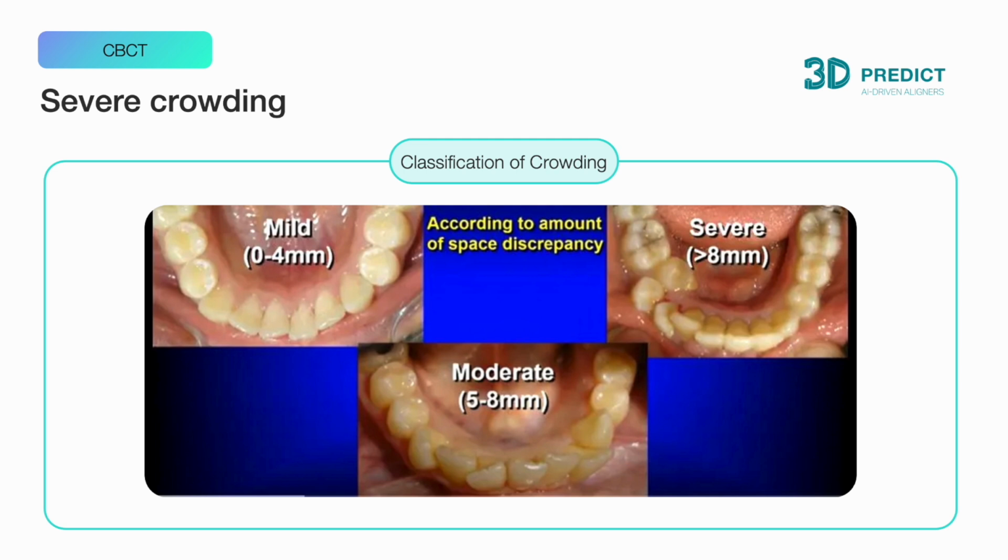Severe crowding, so more than 8 millimeters of space discrepancy, will require extensive rotations, expansion, and proclination, so we highly suggest you take a CBCT.